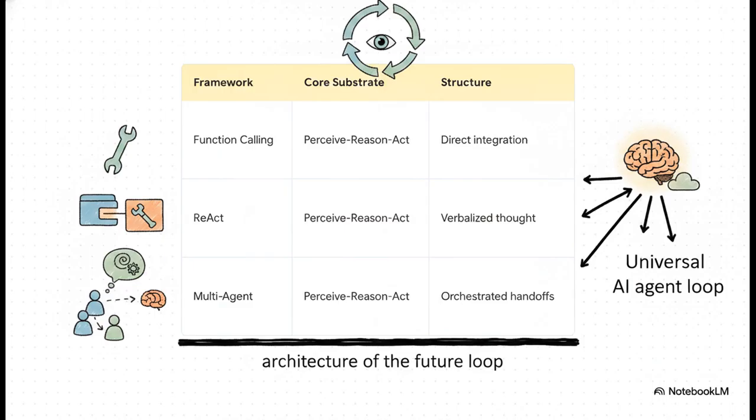Whether it's function calling for direct tool integration, ReAct, which forces the model to generate explicit verbalized thoughts before acting, or a multi-agent setup orchestrating handoffs between different agents. While these frameworks structure the data differently, their core substrate is absolutely identical: perceive, reason, act. If you understand this shared loop, you essentially understand the architecture of the future.